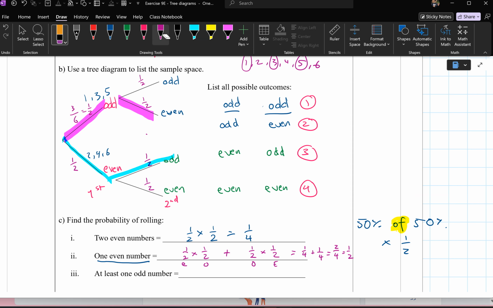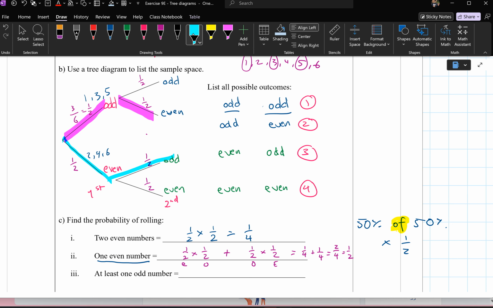Okay, so that's the proper way of doing it. You could have looked at your sample space and figured it out as well. There's only 2 outcomes out of the 4 outcomes that would have given you one even, so you could have got the same answer as half. But this is the traditional way of doing it. So you're looking at your pathways and then you count them all up. Okay, let's do another one.